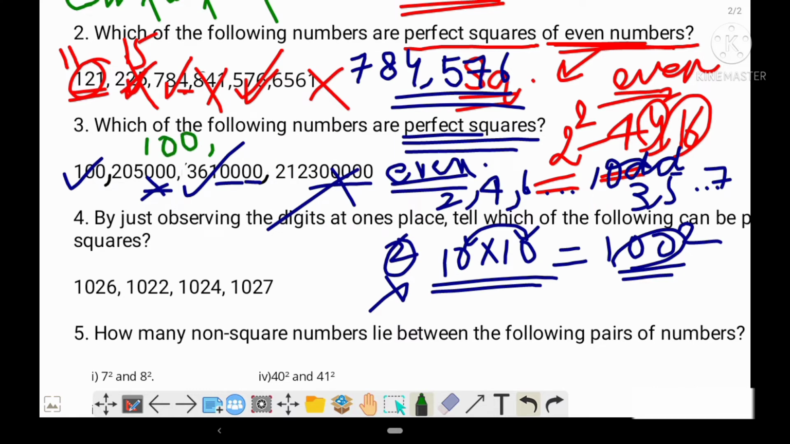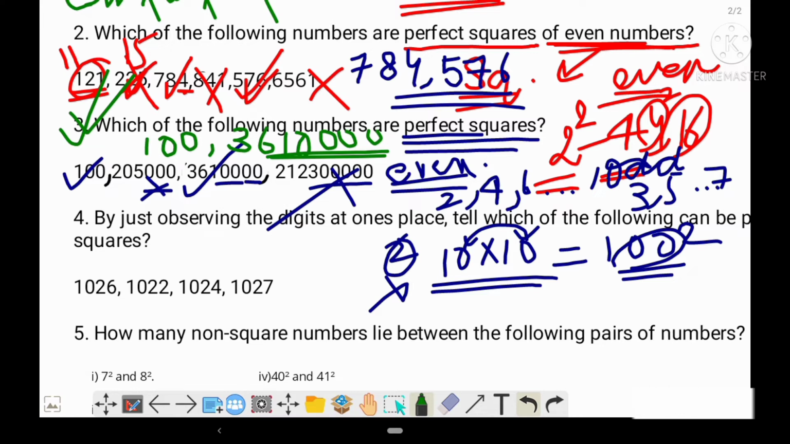100 and 36 lakh 10,000. This is your answer for question number 3. So question number 3 was very clear and it was very easy as well.